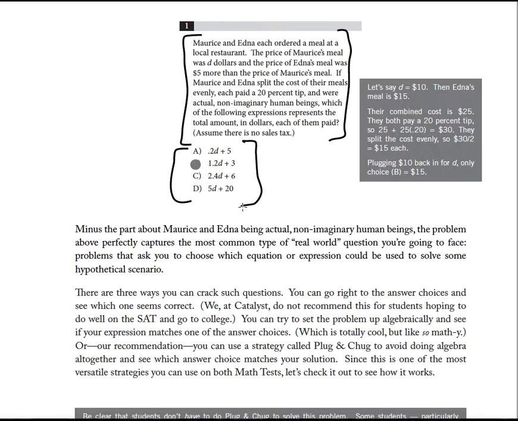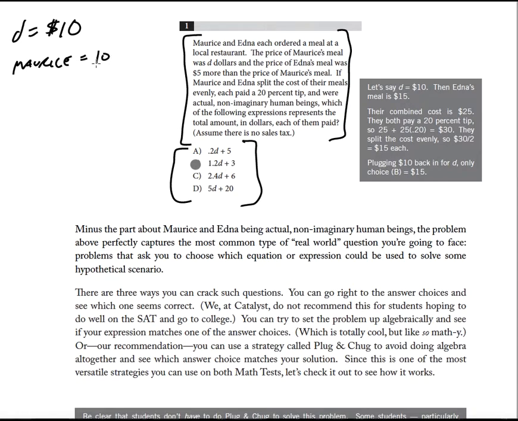You can do this one algebraically, but let's do this together as a class to make sure that you understand this strategy. So I'm going to say, for example, and I'll be writing this on the whiteboard, that D equals 10 bucks. You want to make sure that you pick nice, easy numbers, and you always write down the number that you select to represent each variable. In this case, there's only one. So now, basically, Maurice spent 10 bucks. So I'll write Maurice equals 10.